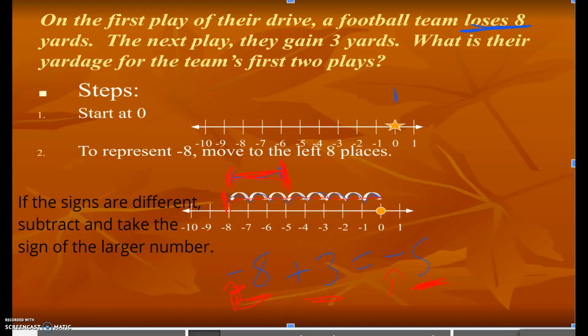So first of all, the signs are different, we subtract, and that's absolutely true. We went 8 one way, 3 the other way. We're going to have to subtract to figure out where we ended up. So we did 8 minus 3, and we got 5.